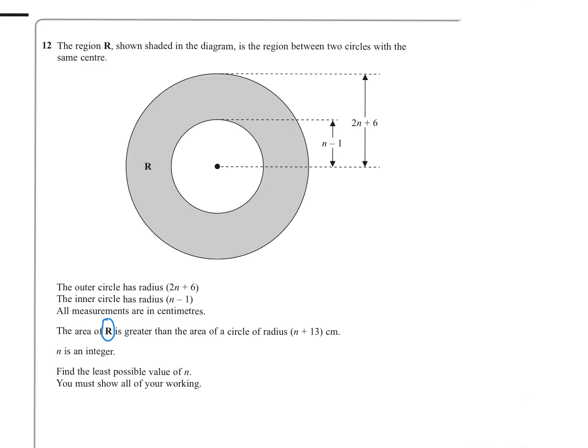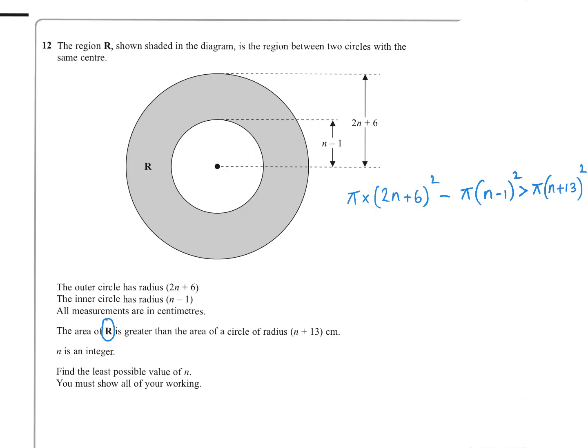Well, isn't it the area of the big circle? So pi times the radius squared, take away the area of the small circle, so that's pi times (n minus 1) all squared. And it's saying that the area is greater than the area of a circle with radius n plus 13. So it looks as though we've got to look at that inequality and somehow boil it down to some value where we can isolate the n term. So that shouldn't be too bad.